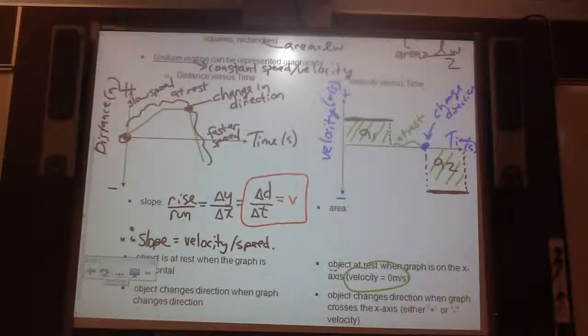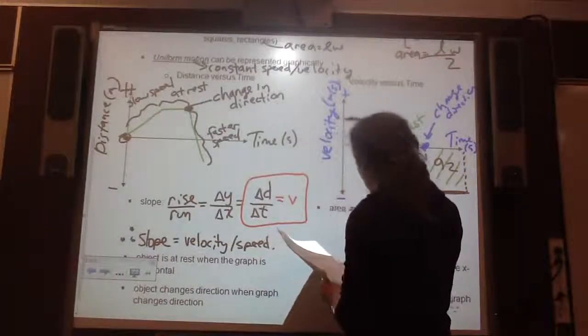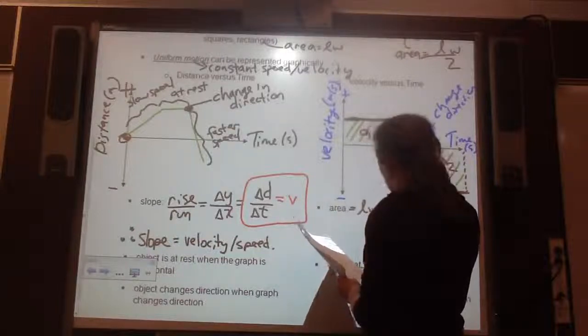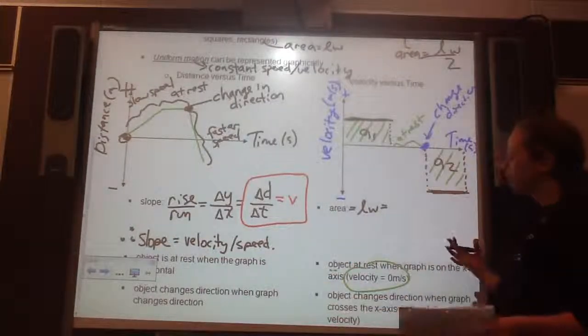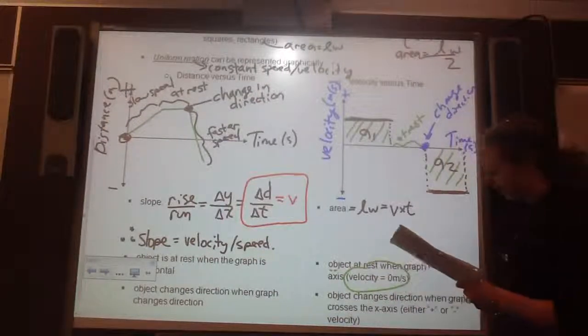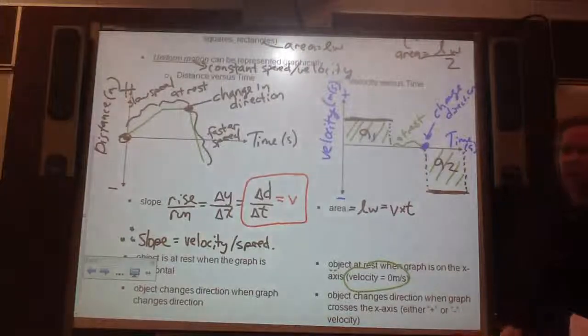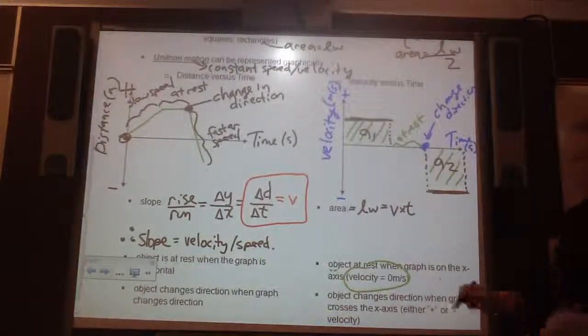Oh, we didn't do area. So area equals length times width, which really, if we were going length times width, that's V times T. What is V times T? Distance.